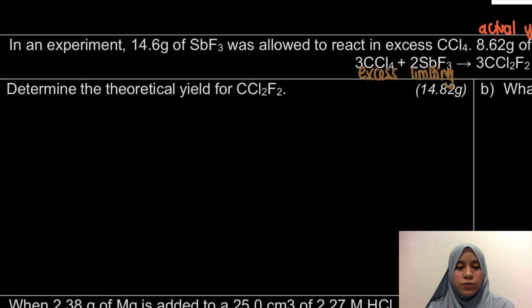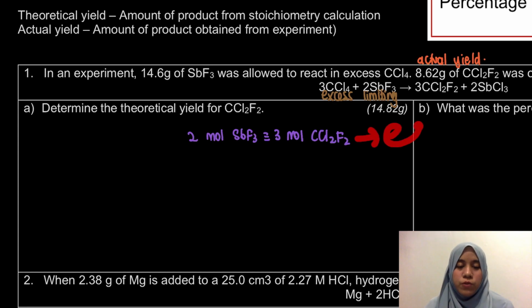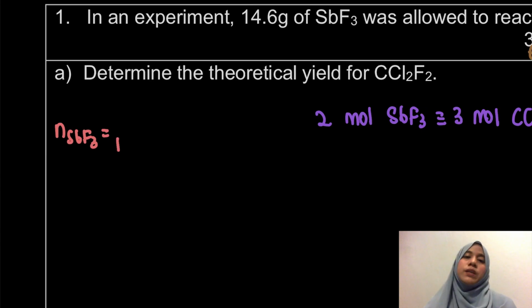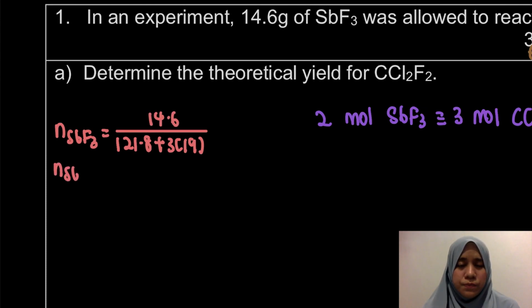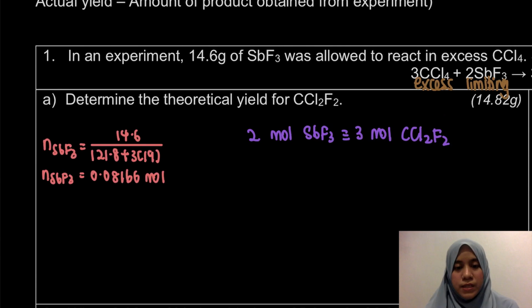Okay, so now let's do it. We're going to compare SBF3 with our CCl2F2. CCl2F2 is 3 mole and SBF3 is 2 mole. This is from the equation. Next, the comparison is from the number of moles, so we have to change our SBF3 into moles. That means mass divided by molar mass. When we divide mass by molar mass, we get 0.08166 mole, which is the number of moles. I'm just going to copy paste it into SBF3.